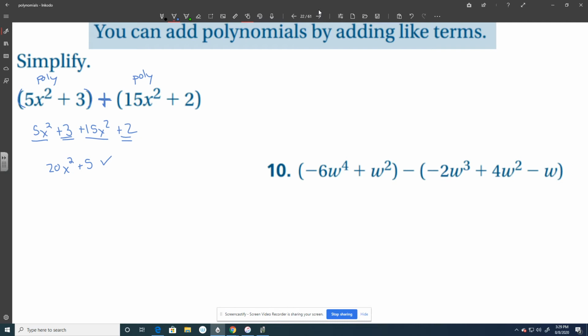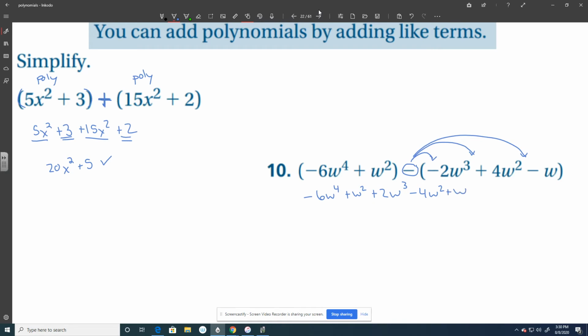Okay. Now this one, we've got to be a little bit more careful of because of that negative in between the parentheses. It doesn't affect the first part. This is still -6w to the 4th plus w squared, but I'm minusing this entire parenthesis. And if you remember from 7th and 8th and 9th grade, you've got to distribute that negative to everything on the inside. So what that means is when I distribute a negative to a negative, that becomes a positive 2w cubed. A negative to a positive becomes a negative 4w squared. And a negative to a negative becomes a plus w.